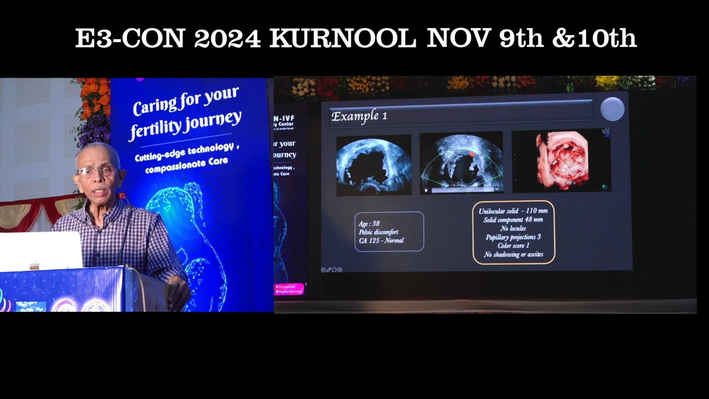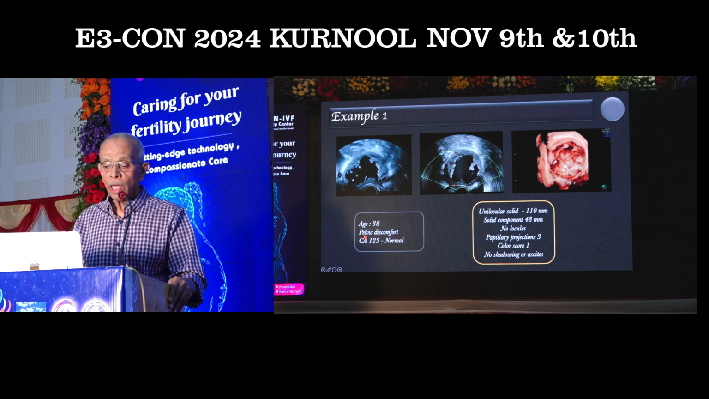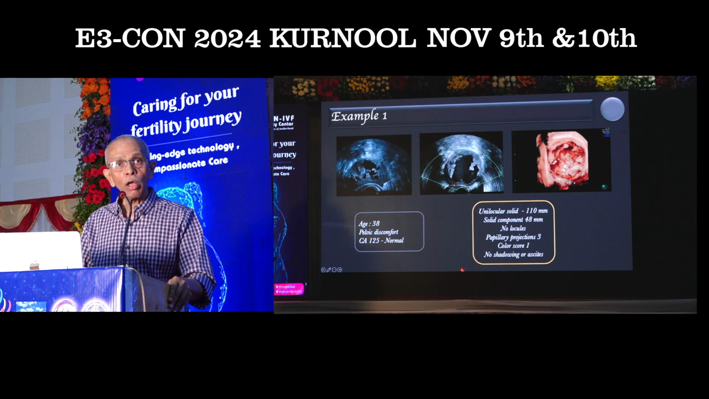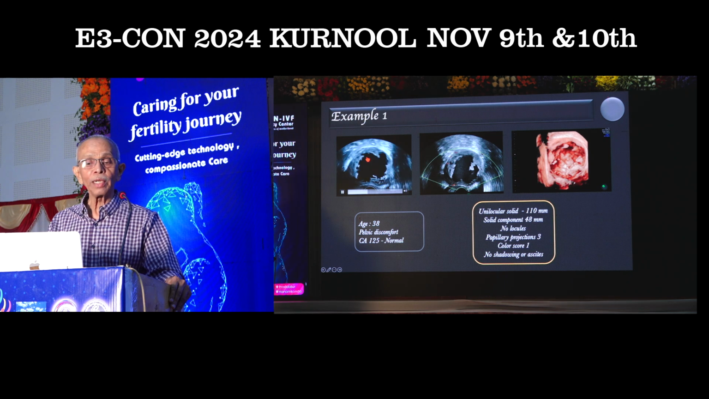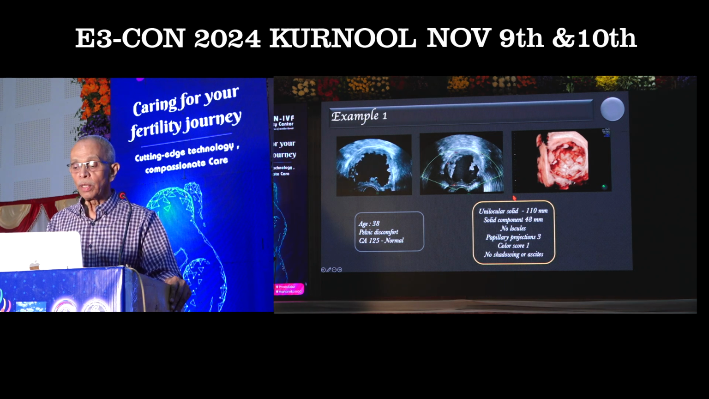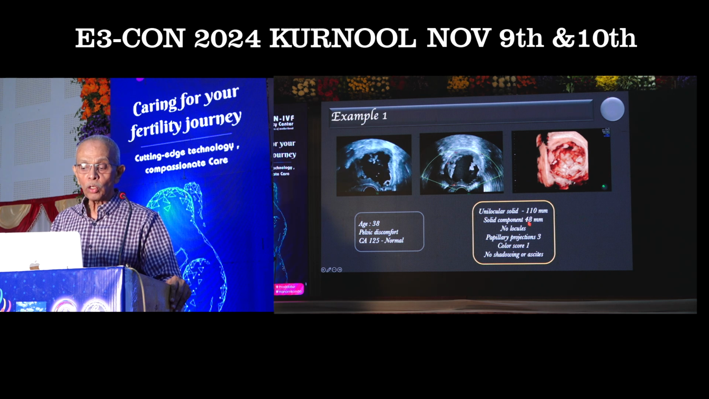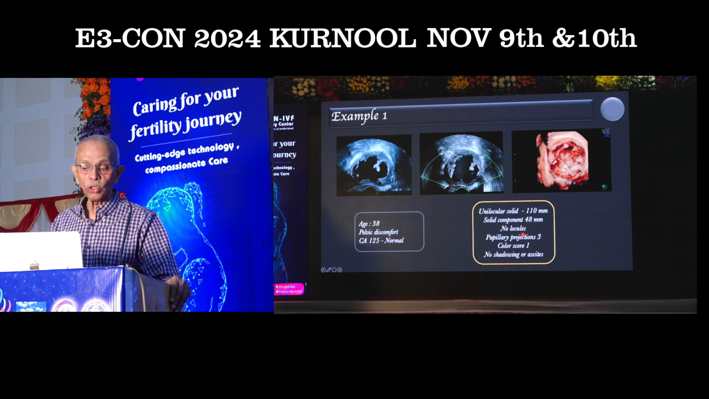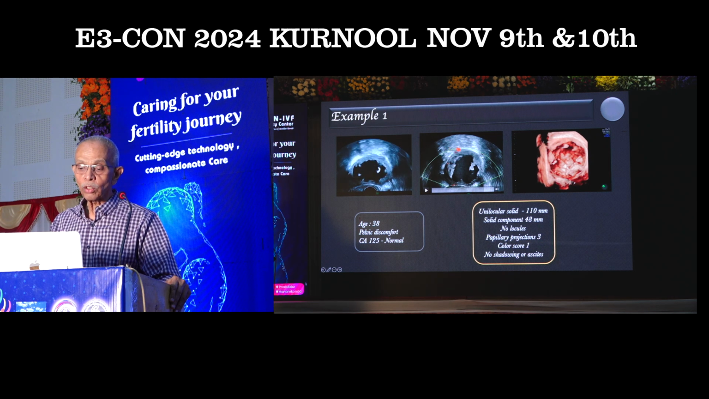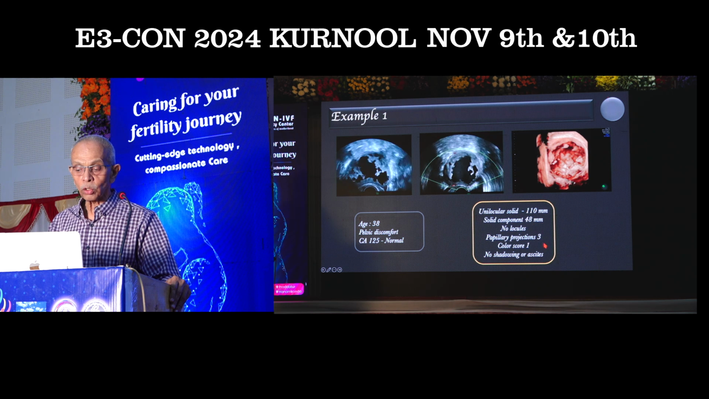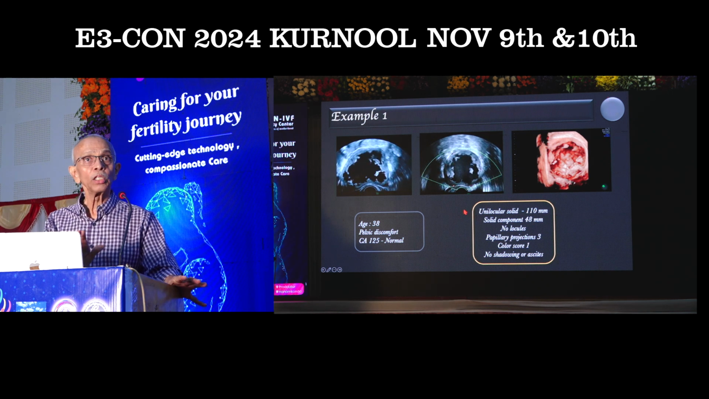Now example 1: we have a 30-year-old female with pelvic discomfort, normal CA 125. On ultrasound, you find that this is a unilocular solid lesion which is about 110 millimeters, that is, more than 10 centimeters. The solid component is about 48 millimeters, and there is no locule. Papillary projections are definitely more than 3. Color score: as you can see, there is no flow, so there is color score 1, there is no shadowing, there is no ascites.